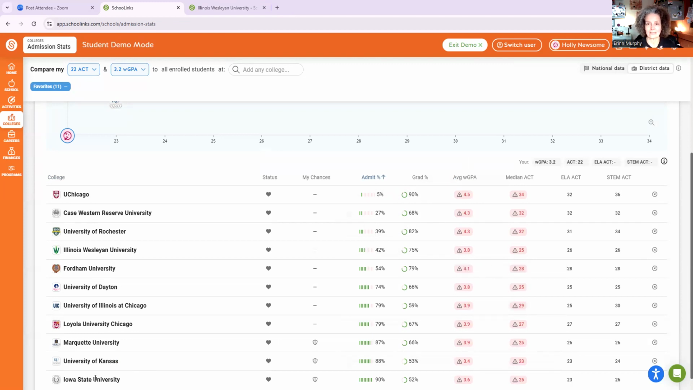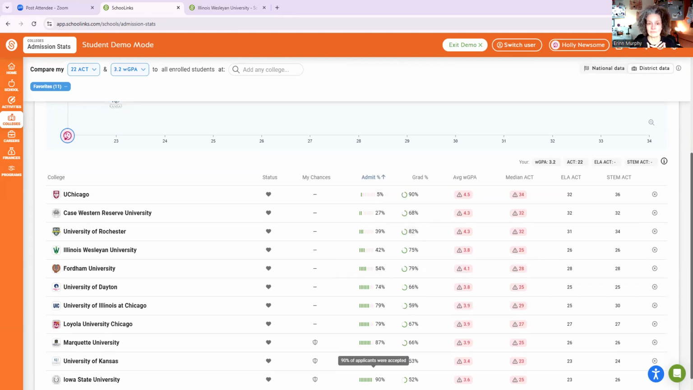But Iowa State is a strong safety or possible target for me. University of Kansas is a strong safety for me. Marquette, I feel pretty confident about. Loyola, I feel pretty confident about. Because again, that middle GPA is a range, right? And I know that those schools are going to look at me much more broadly.